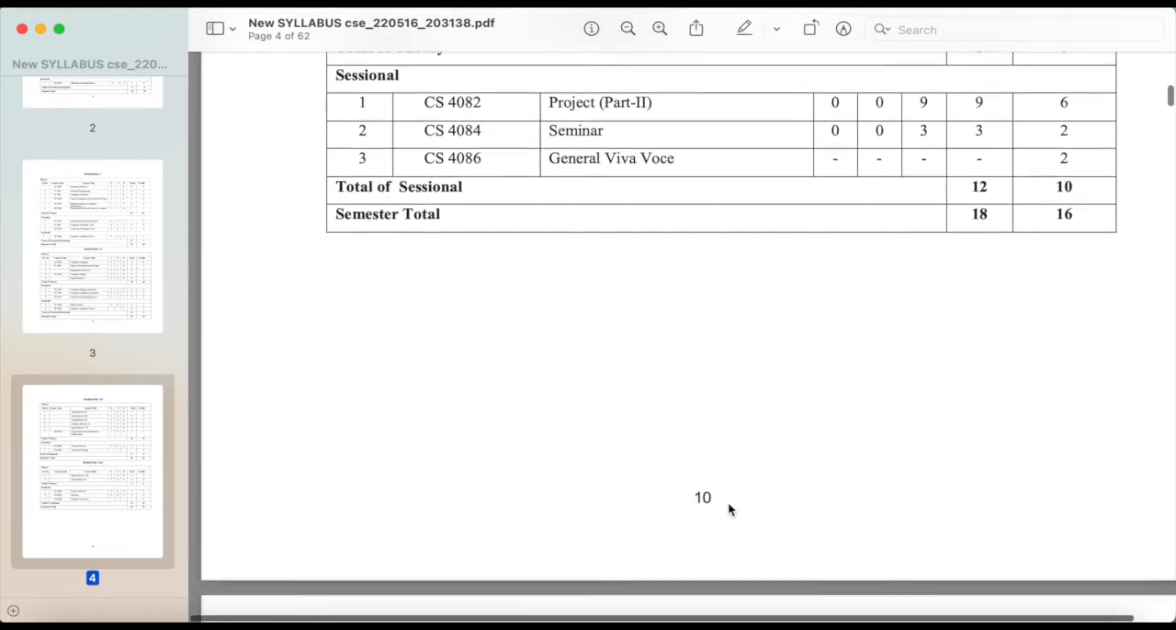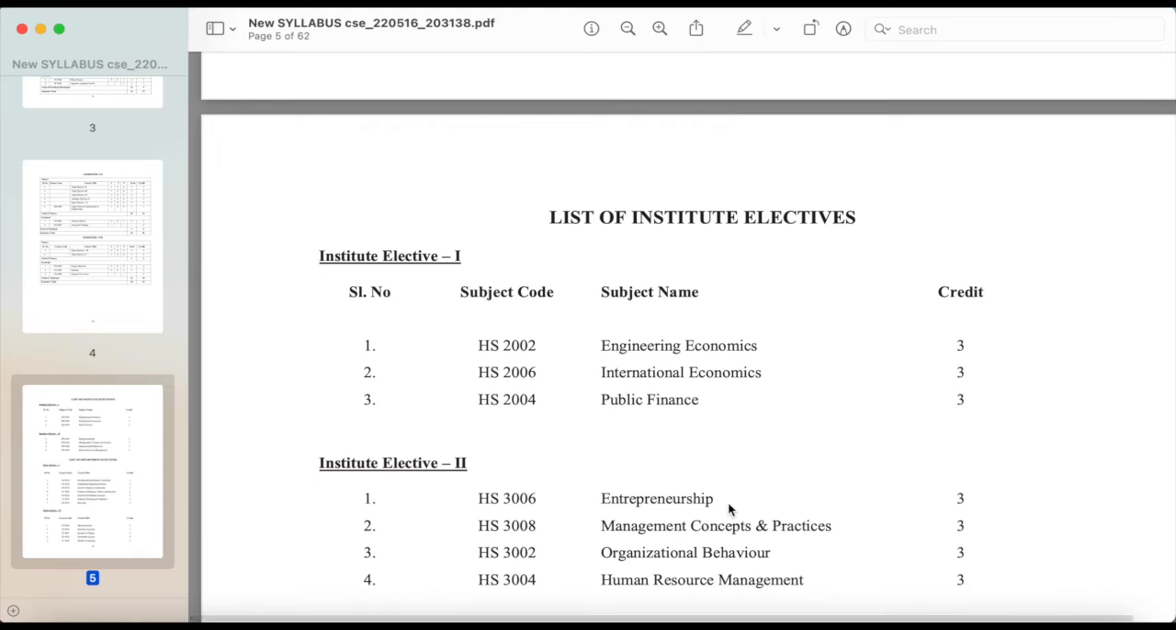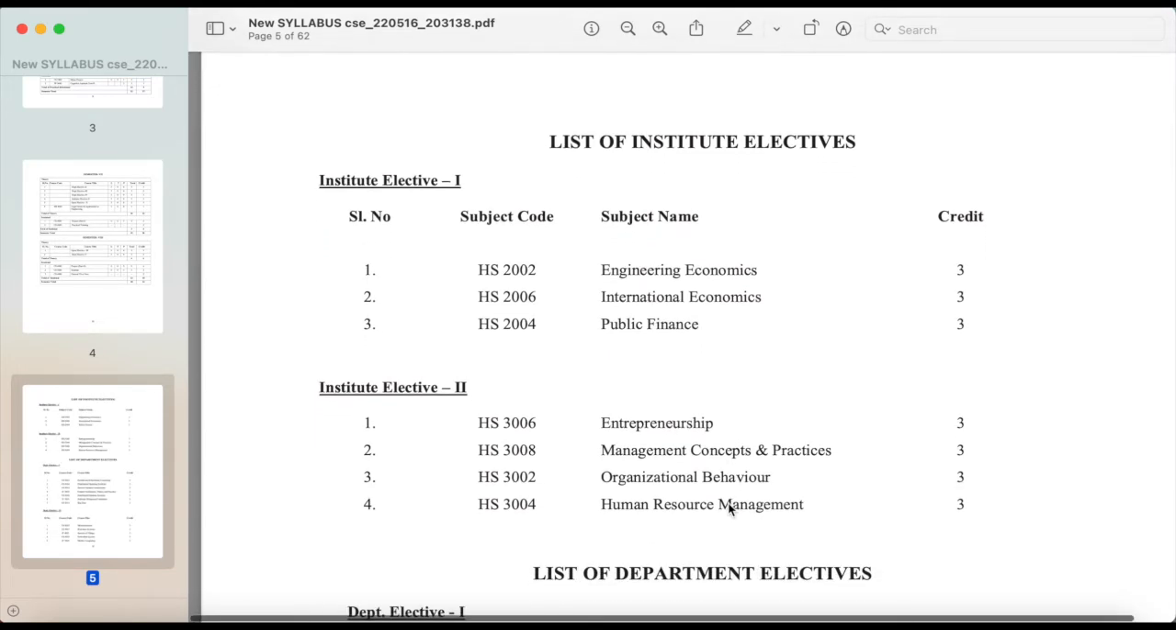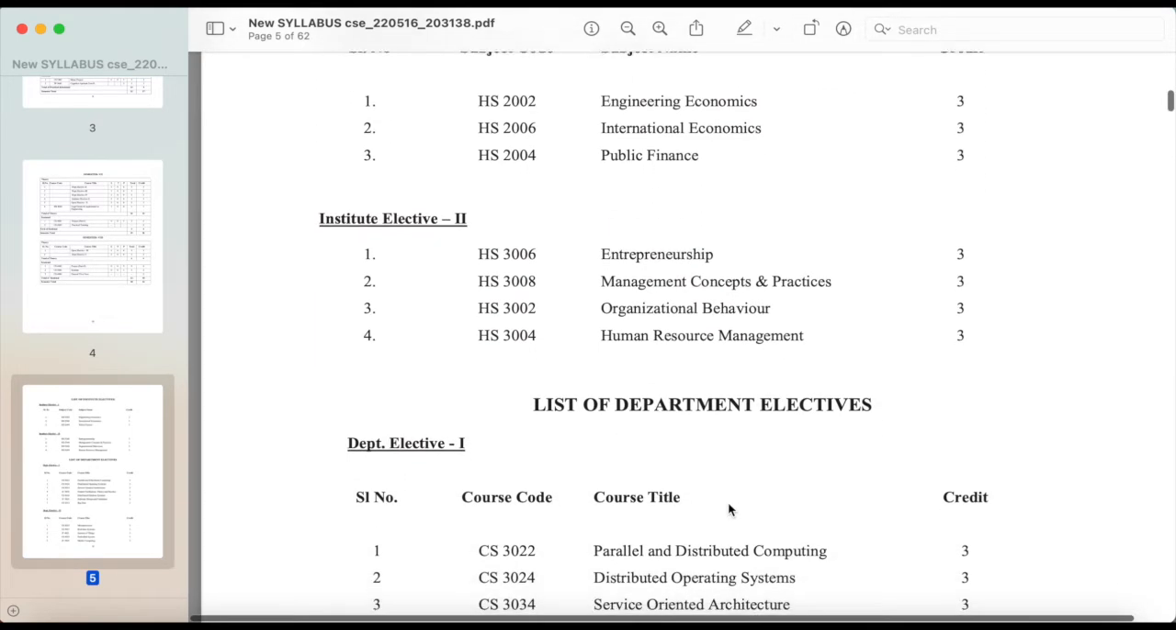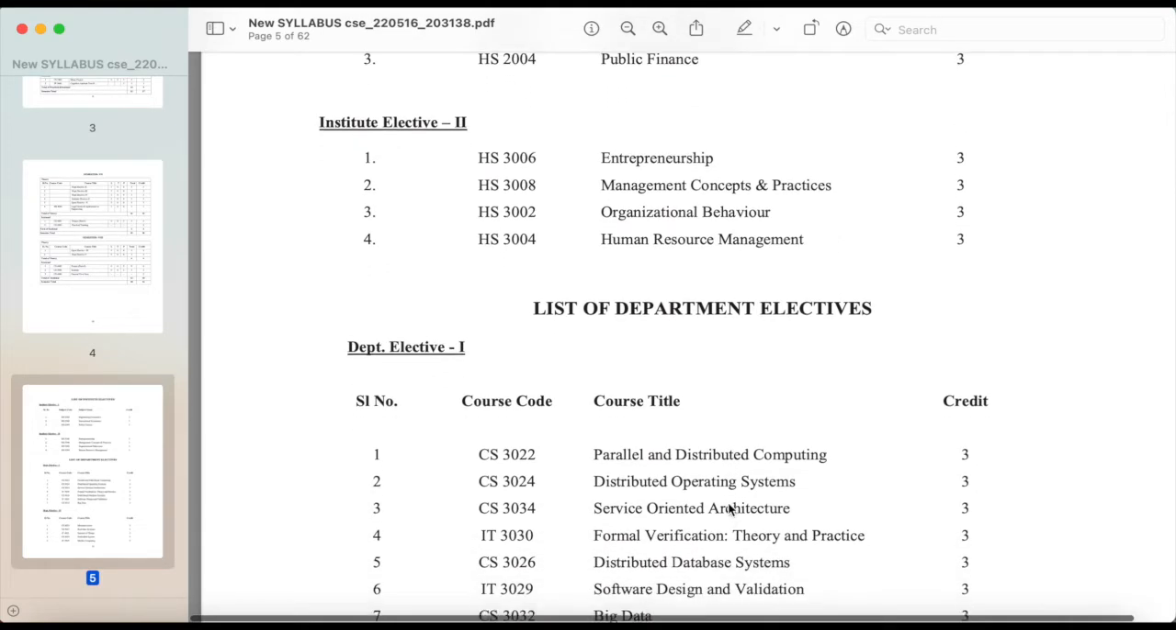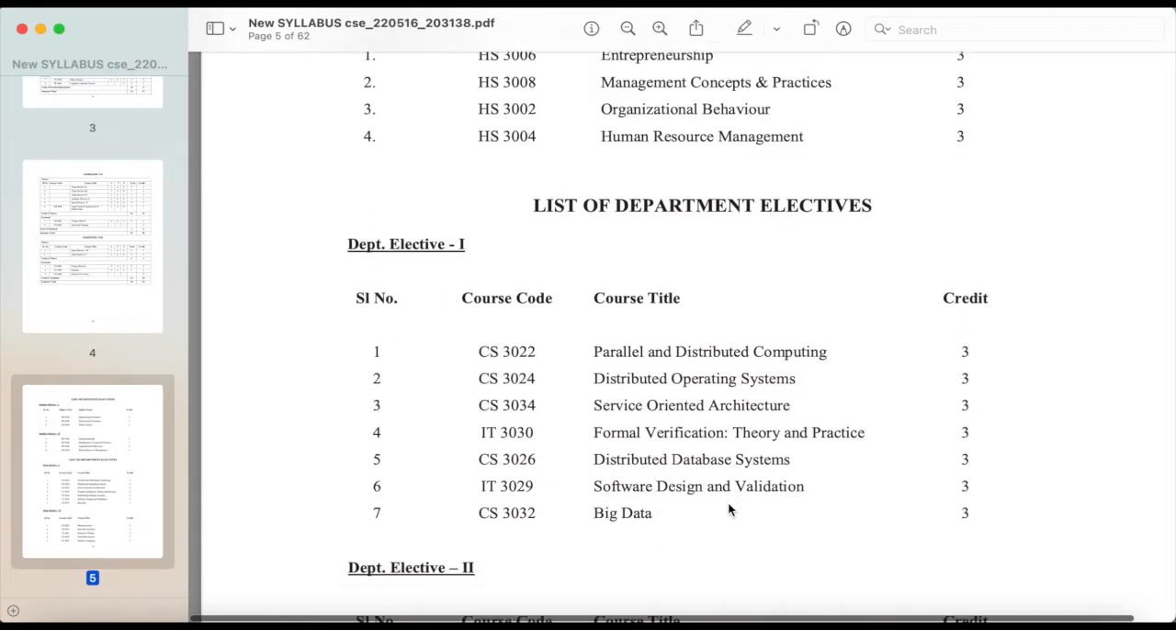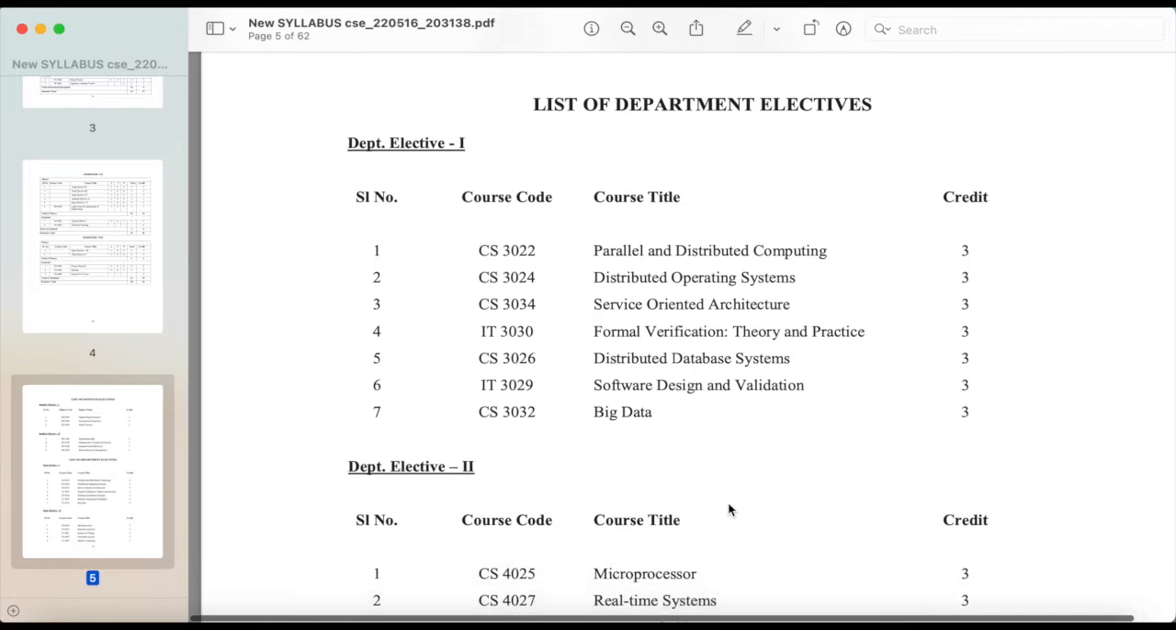Next, list of Institute Electives. Institute Elective I: Engineering Economics, International Economics, Public Finance. Institute Elective 2: Entrepreneurship, Management Concepts and Practices, Organizational Behavior, Human Resource Management. Next comes the list of Department Electives.